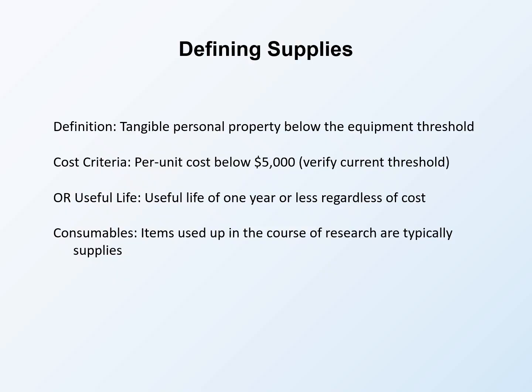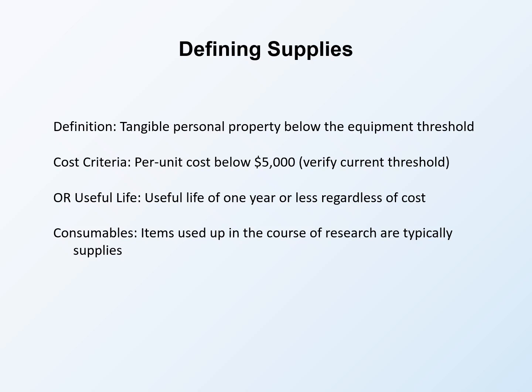Items with per unit cost below $5,000, or whatever the current threshold is, are supplies regardless of useful life. A $4,000 computer lasting 5 years is supplies because it falls below the cost threshold. A $2,000 piece of lab equipment is supplies for the same reason. Items with useful life of 1 year or less are supplies regardless of cost.